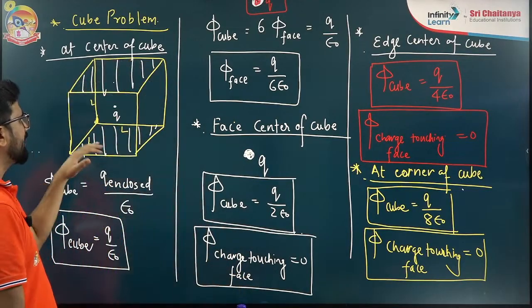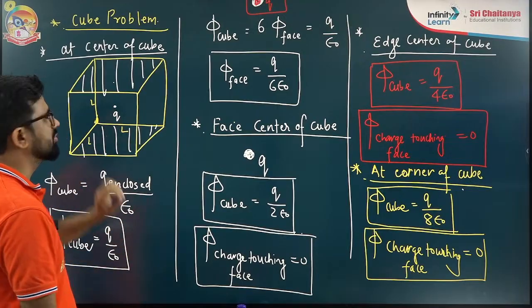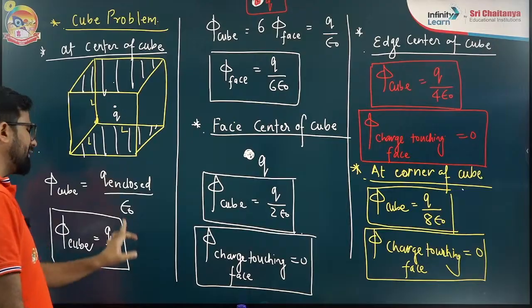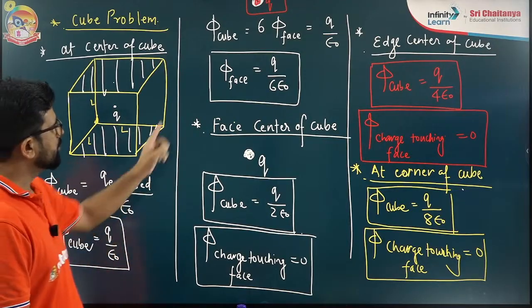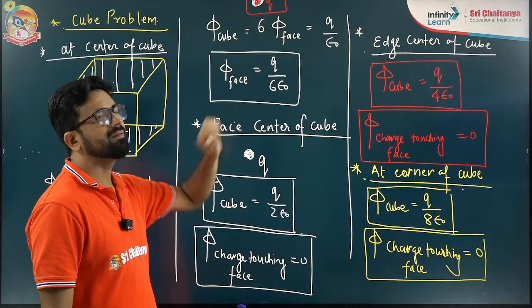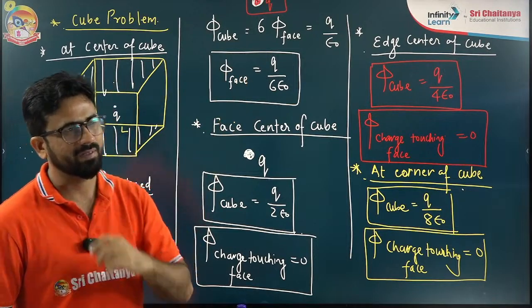This is one cube. At the center of this cube the charge Q is placed. So we have discussed the total flux is Q by epsilon, and due to one face it is Q by 6 epsilon. When I was discussing this part, the 6, I am repeating again what was there.